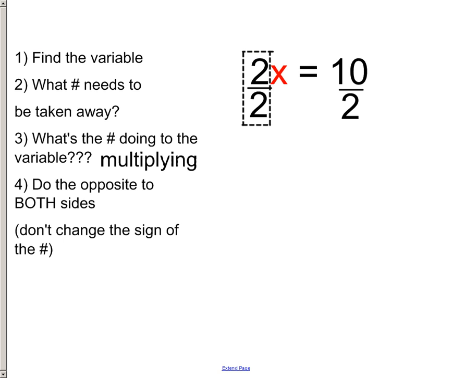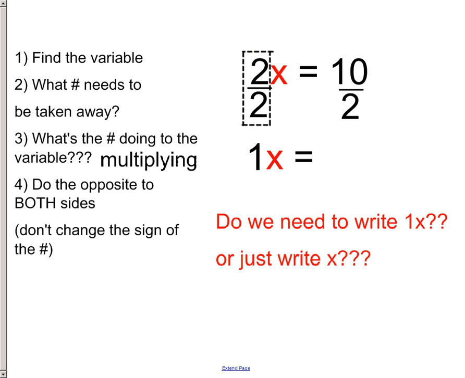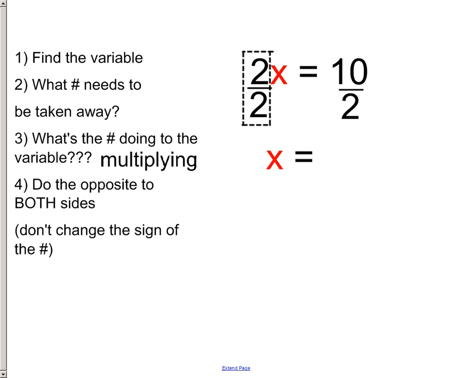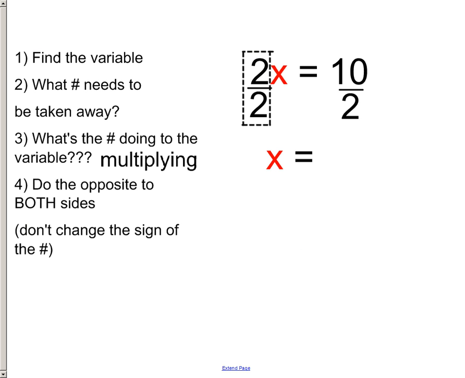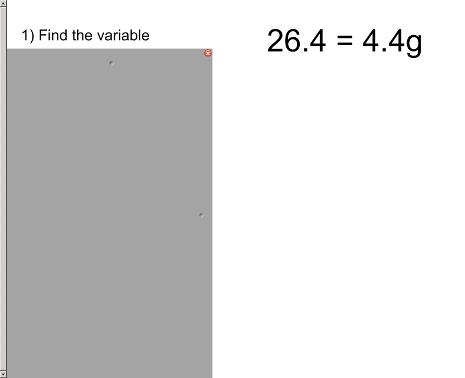2 divided by 2 is 1, and the x drops down right beside it, and so does the equal sign. We don't really need to write the 1x. We can just write it as an x, so don't waste your time writing the 1 in front of the x. And now we look at the other side. What's 10 divided by 2? It's 5. Now let's look at 3 other problems here.